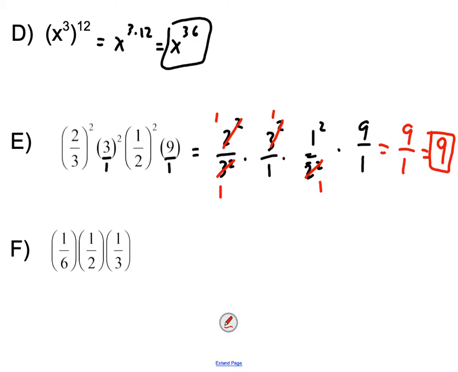Now here we've got 1/6 times 1/12 times 1/3. We don't have any powers in here, so simply multiply your numerators and multiply your denominators. So 1 times 1 times 1 is 1. 6 times 2 is 12 times 3 is 36. So we get 1 over 36.